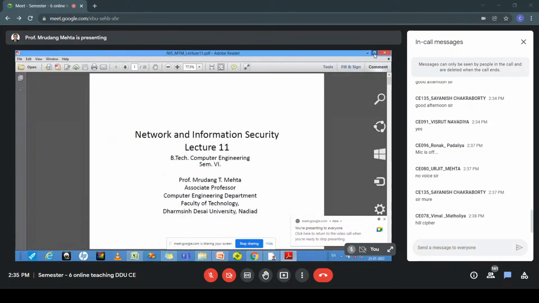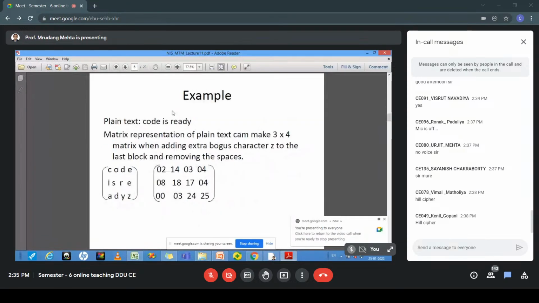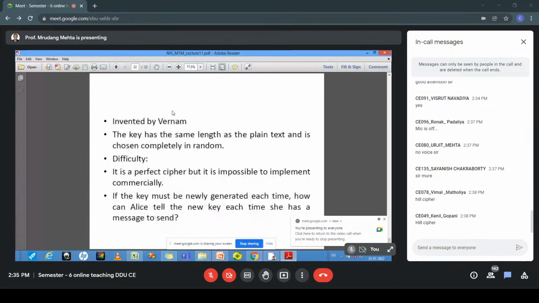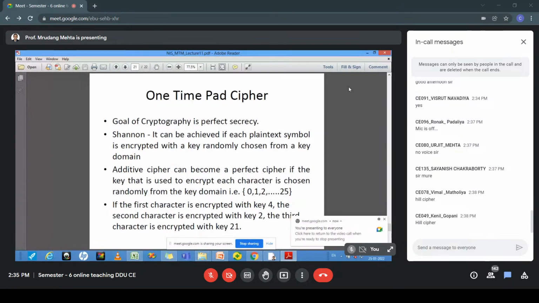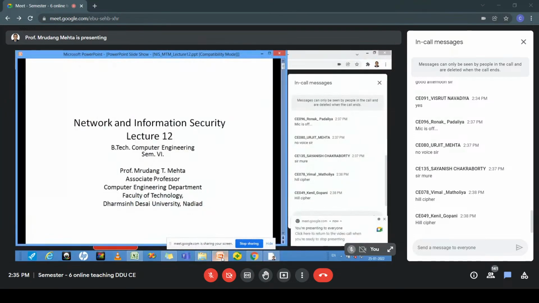Can you see this? Hill cipher. Okay. And I discussed the example also, and its cryptanalysis and one-time pad cipher. These are the last topics. There is a discussion about rotor cipher and Enigma. These two topics you have to read from the textbook, chapter number 3. Okay, note it down, all of you.